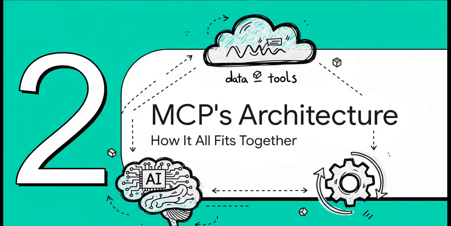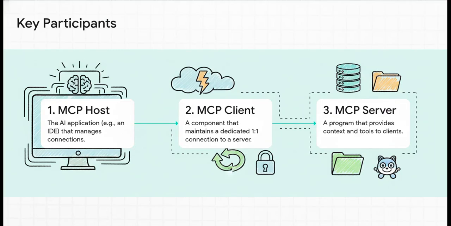So how does MCP actually pull this off? Well, it's all built on a really elegant three-part architecture. Let's break down who the key players are. Okay, so there are three main roles here. First, you have the MCP host. This is the main app where the AI lives. Think of an AI-powered code editor. That host manages one or more MCP clients. Now, each client is like a dedicated specialist, and its only job is to talk to one specific MCP server.